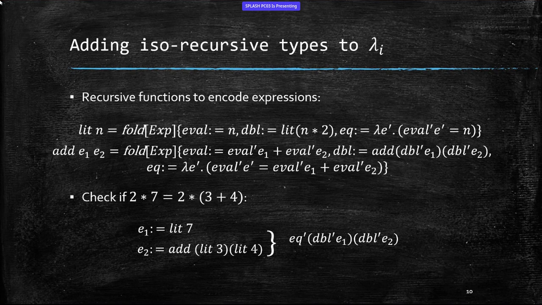The literal and addition constructors can be defined as fold operations that construct recursive types, including the implementation of EVAL, DBL, and EQ. The number 7 could be encoded as lit 7, and 3 plus 4 is encoded as add (lit 3) (lit 4). Then we can call EQ', DBL' e1, and DBL' e2 to check if the double of 7 is equal to the double of 3 plus 4.